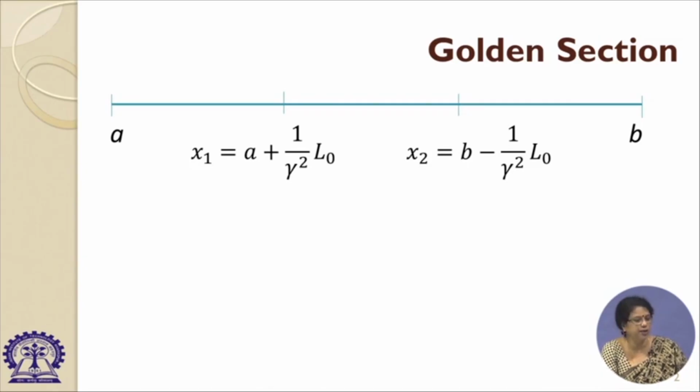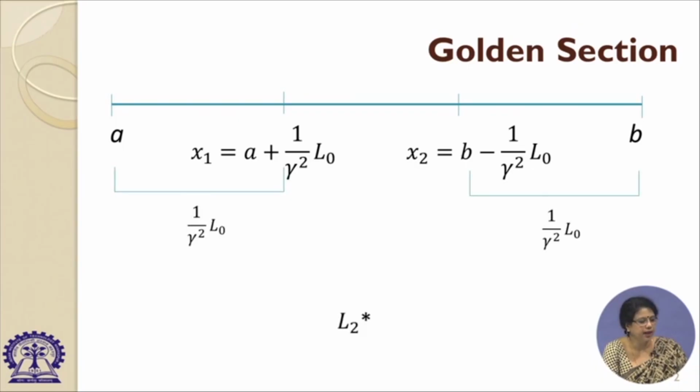That is why we could see that the distance from A to x1 is 1 by gamma square L naught, and the same distance x2 is from B, 1 by gamma square L naught. And this is the value. Since we are going to the next iteration with these values, we are starting from A to B, we are going to the next experiment, that is why the naming is L2 star, just like in the Fibonacci method. But here the question arises, what is the value for gamma, how really gamma will be calculated?